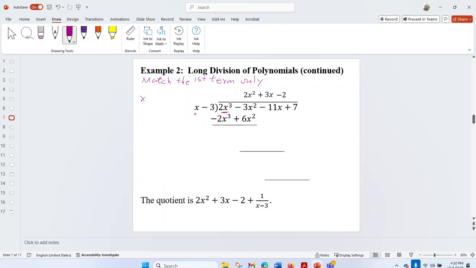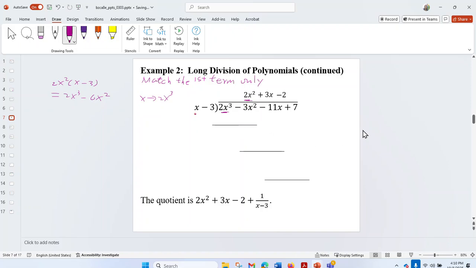So if I want x to become 2x cubed, I will have to multiply by 2x squared. So that's your first term. If I multiply 2x squared, I will get 2x cubed. Okay, so basically you're using 2x squared times x minus 3. All right, you can do that on the side if you need to. And 2x squared times x, that's 2x cubed, minus 6x squared, right? And sometimes people ask, why does this become plus? All right, because remember that earlier you had to do the subtraction.